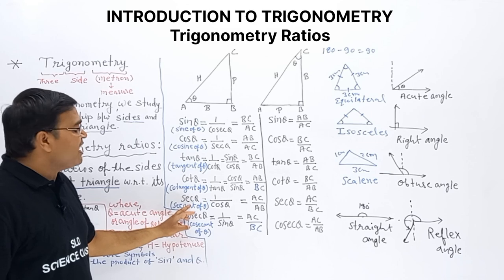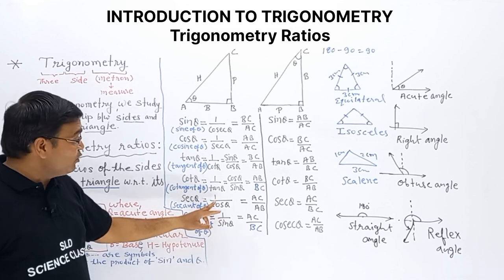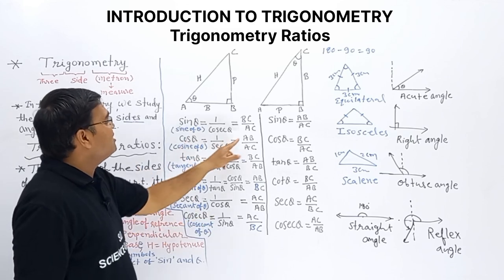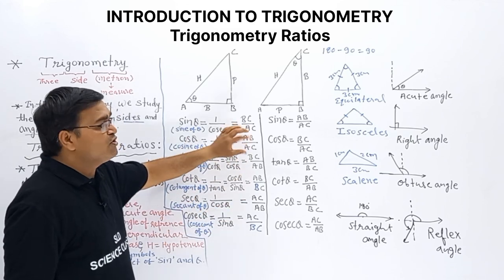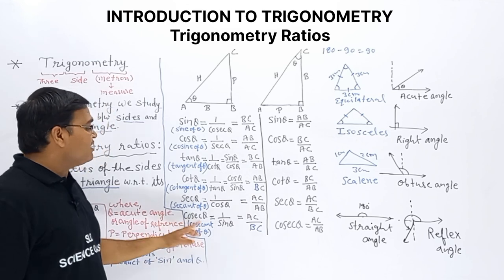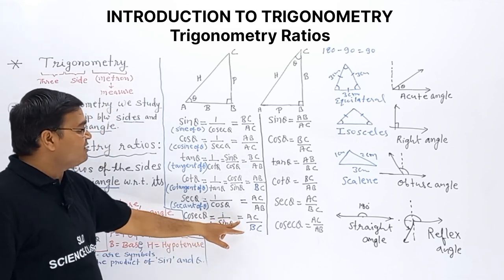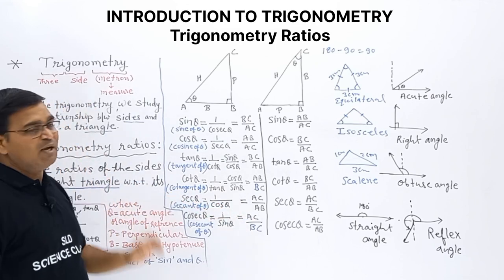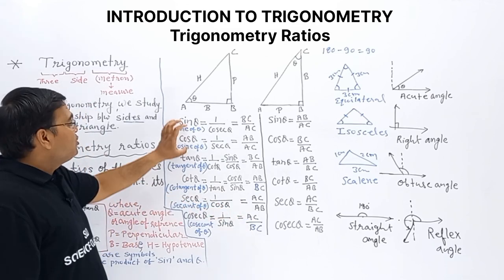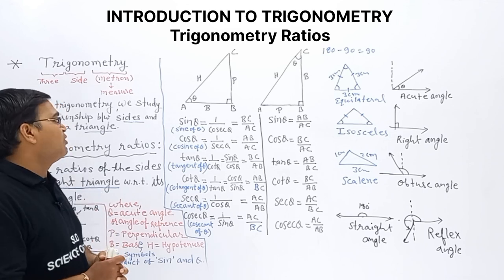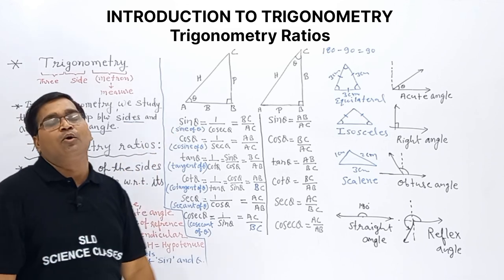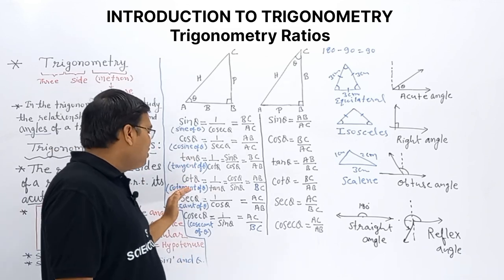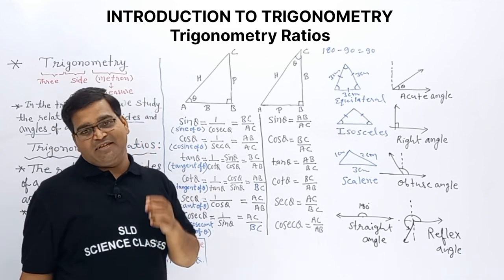Clear? Now sec theta is what? 1 by cos theta. Cos theta is AB upon AC, so sec theta will be its reciprocal, AC upon AB. Cosec theta will be the reciprocal of sin theta, 1 by sin theta. BC upon AC can be written as AC upon BC. So two trigonometric functions are important, sin theta and cos theta. Once we know sin theta and cos theta, we can find all the remaining: tangent, cot theta, sec theta and cosec theta.